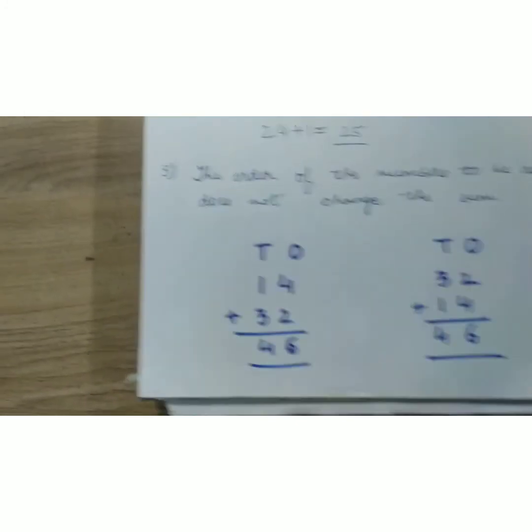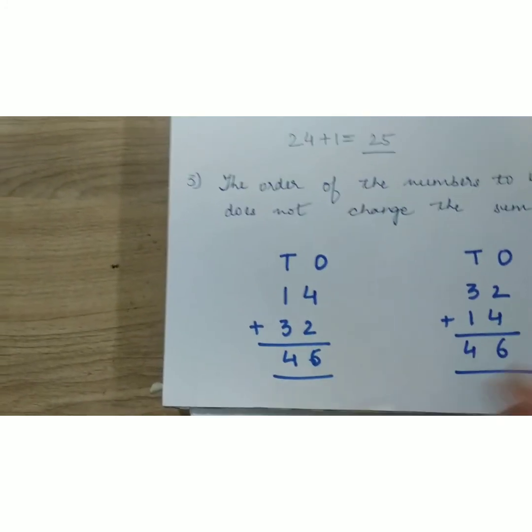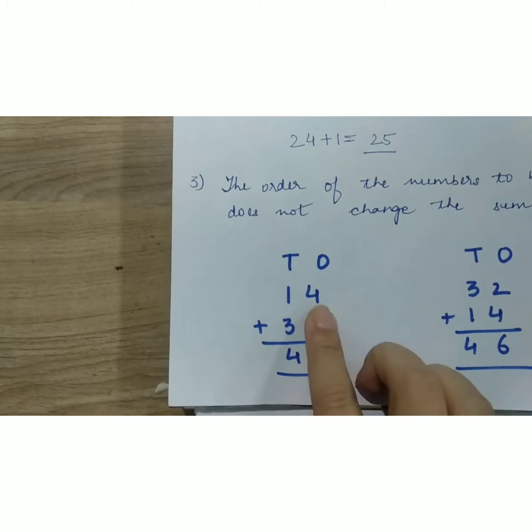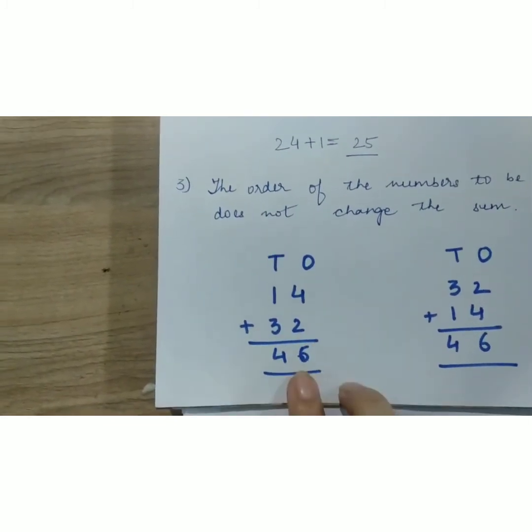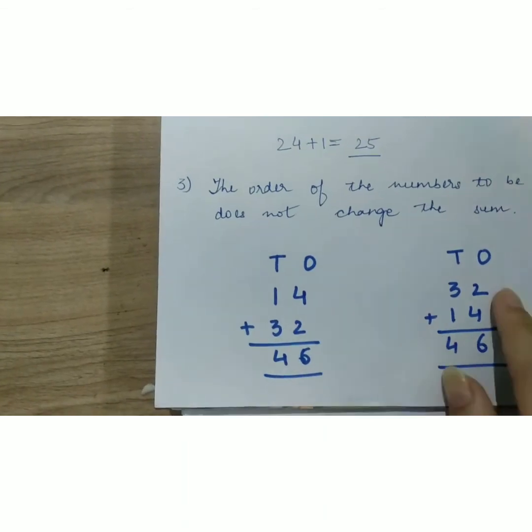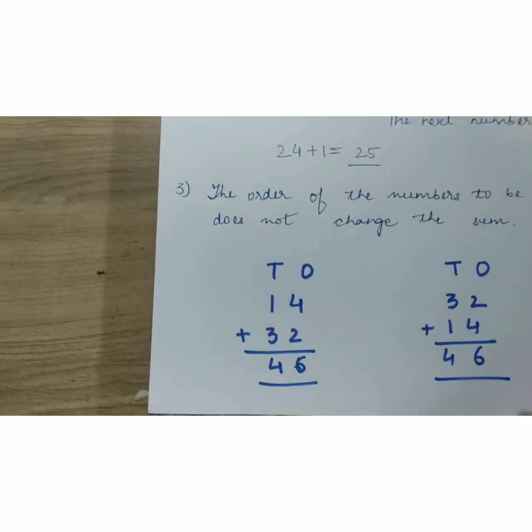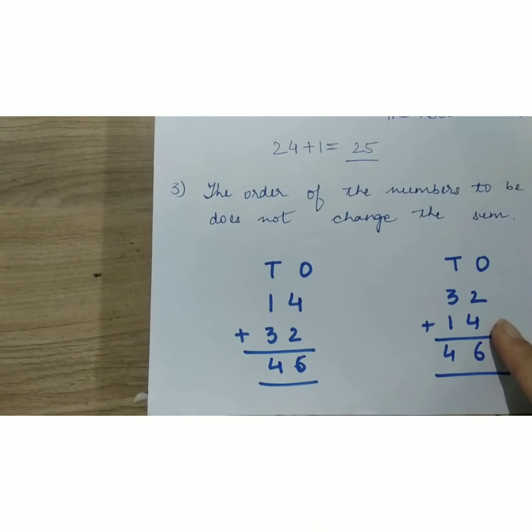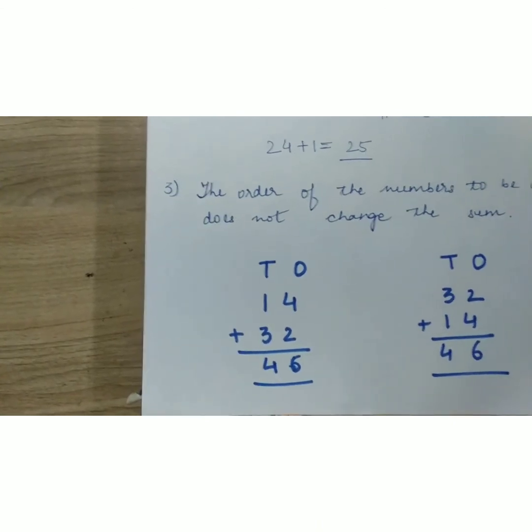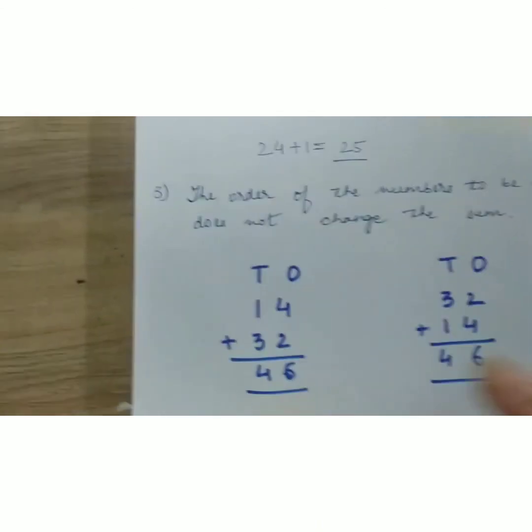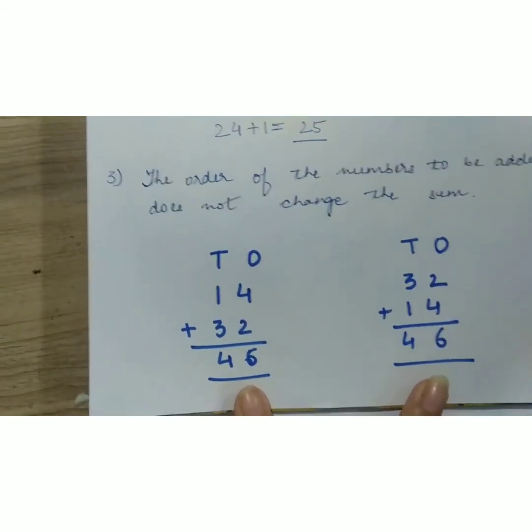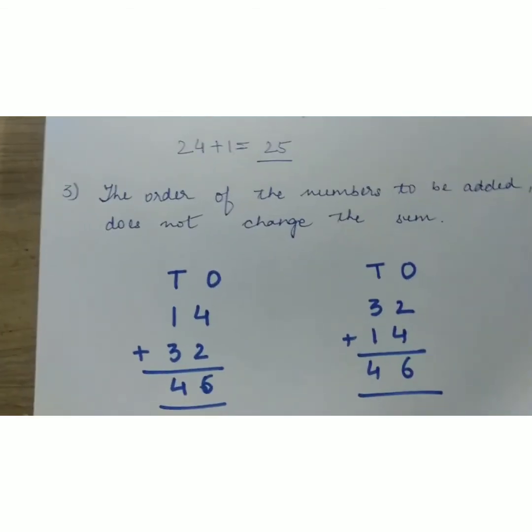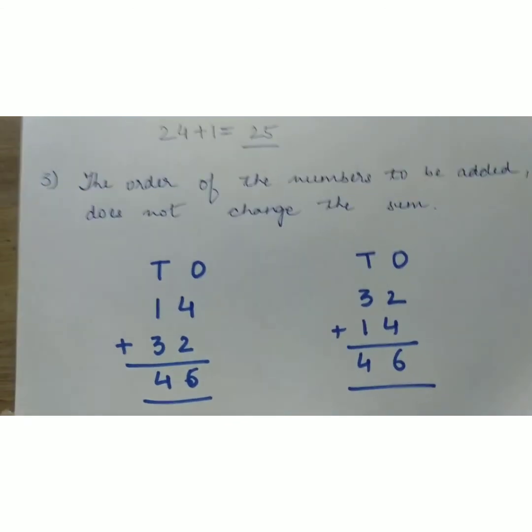Likewise, I am saying if the addends are interchanged, here first addend is 14 and second addend is 32, the sum is 46. But here the first addend becomes 32 and second addend becomes 14. Still the sum is 46. So by interchanging the addends, the sum remains the same. Okay, this was our last rule of addition.